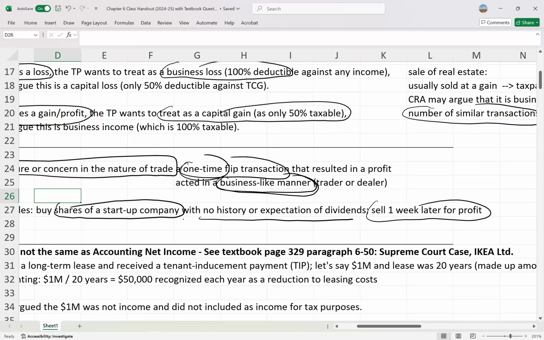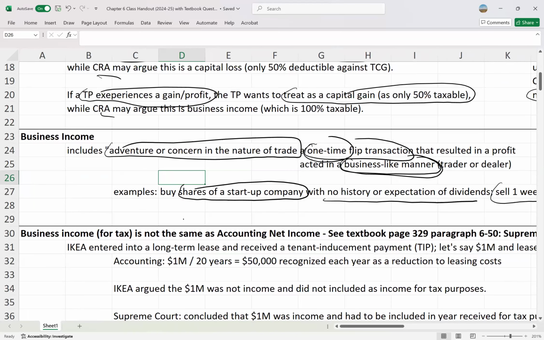One of the main things we're going to see in this chapter is that business income for tax purposes is not always the same as our accounting income. I want to stress that even though accounting rules sometimes apply for tax purposes as well, they don't always apply. Sometimes there are different rules for tax purposes versus the accounting rules.